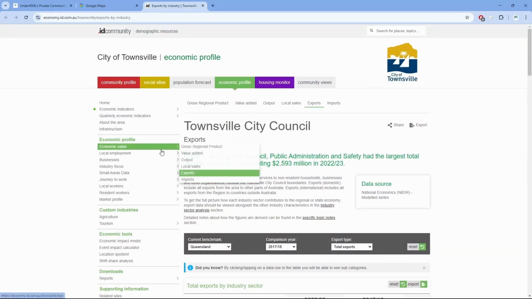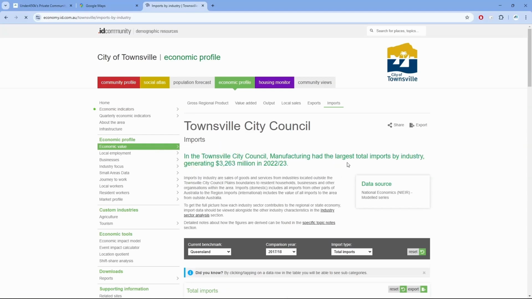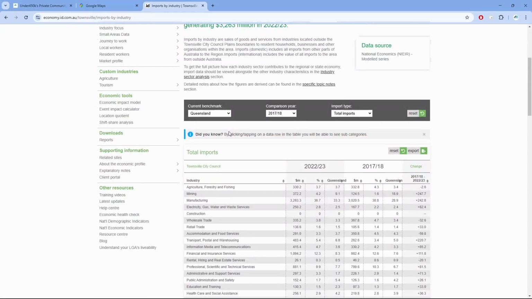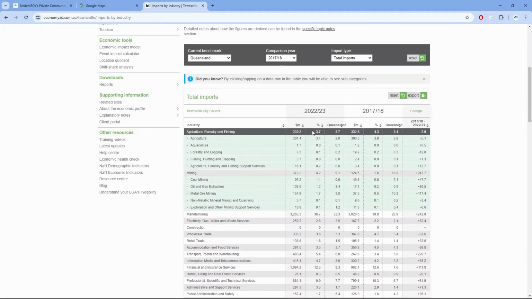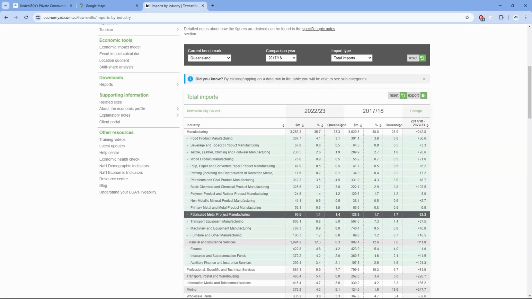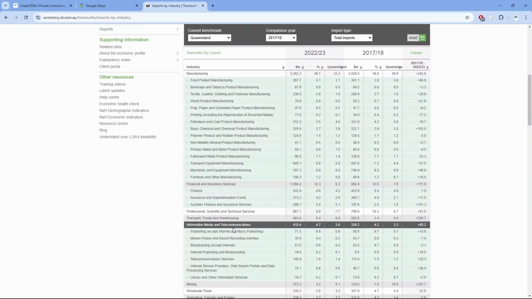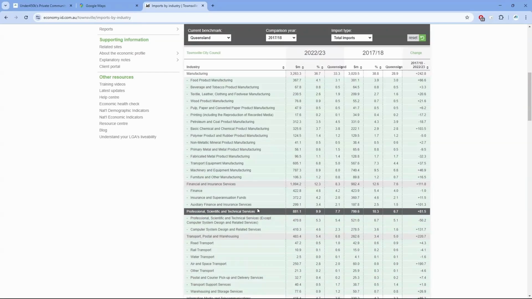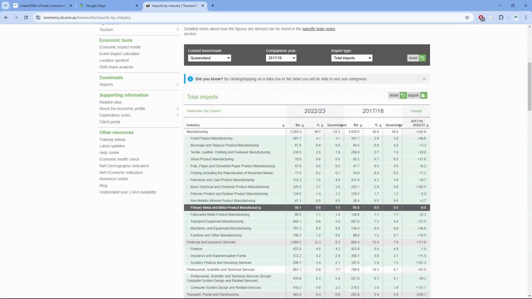In a similar vein, when you go to economic value, you can check the imports of an area, in Townsville for example, and in the same fashion, you can arrange this by what's the highest. You can see manufacturing is, as well as mining, transport, and professional services, etc. That's a simple way you can check the exports and imports of an area. And the higher the exports, the better for an area.